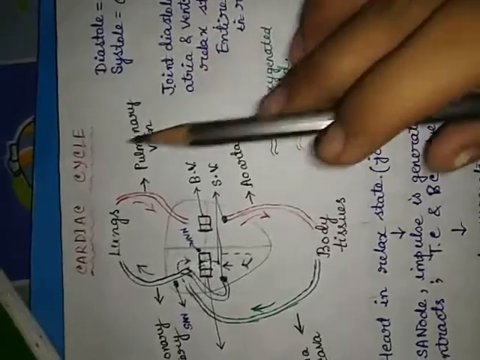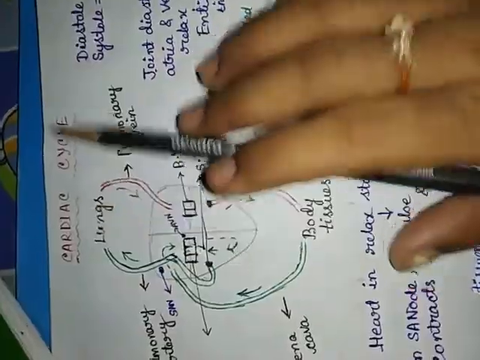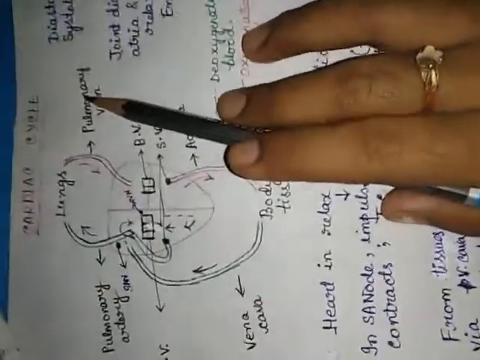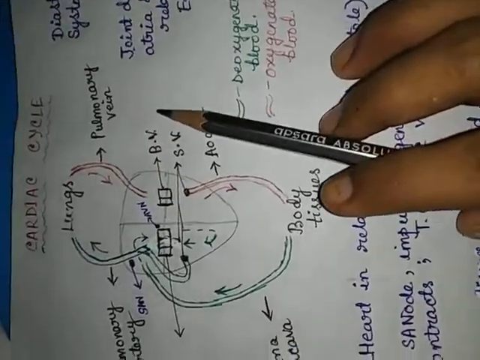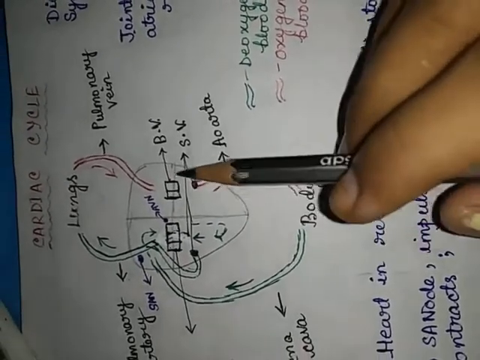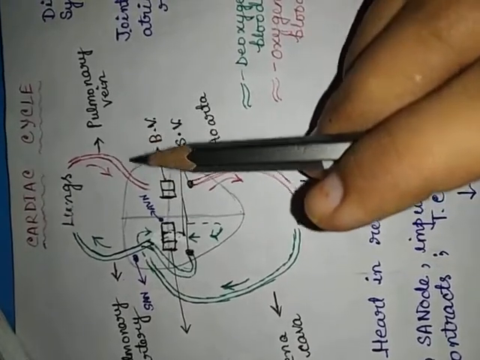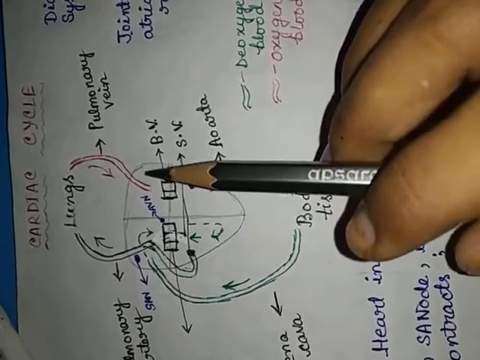So students, today I am going to discuss the cardiac cycle. Before discussing the cardiac cycle, first we should have a clear concept about the structure or anatomy of the heart, which ducts are connected with which chambers. This concept should be cleared first. Okay, so let's start.